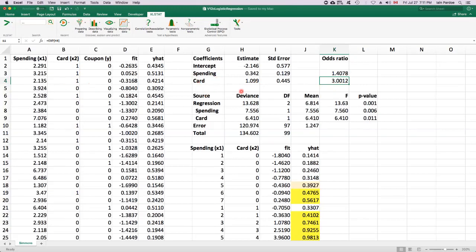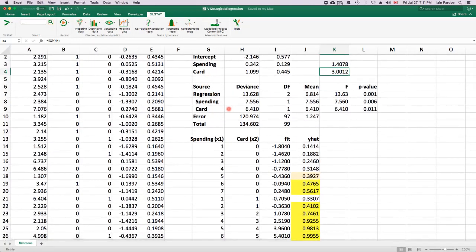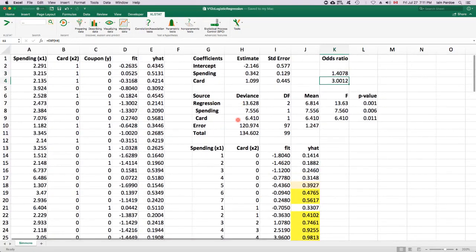And again, the odds means the probability of using the coupon divided by 1 minus the probability of using the coupon. Okay, so that's how to interpret the parameters in a logistic regression model. It's a bit of a mind-bender, you've got to really think it through. Okay, we can also think about testing the variables. So a hypothesis test for each variable in the model.